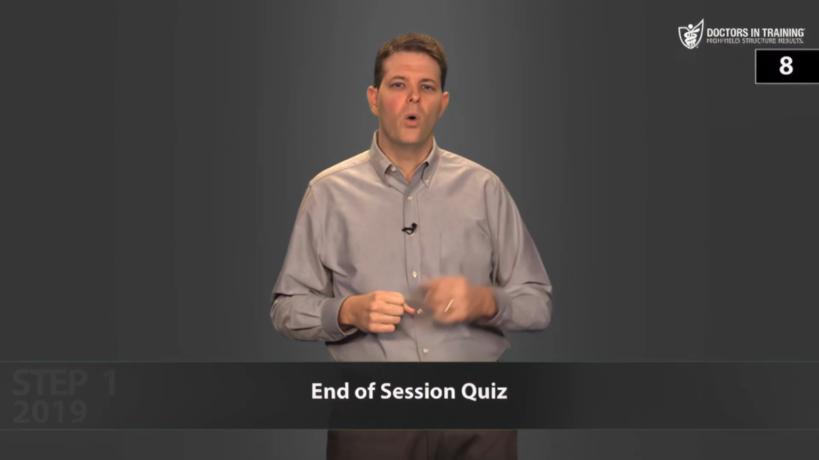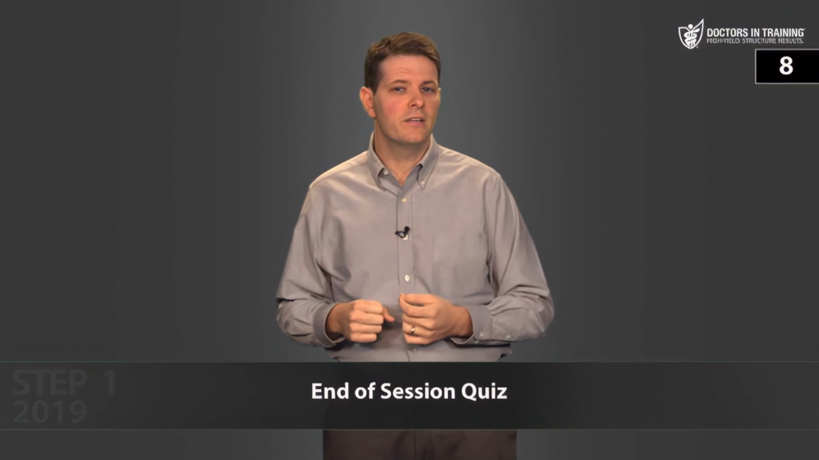And the last question, what neurotransmitters are altered in Huntington's disease? Well, in Huntington's disease, we said you have decreased acetylcholine, decreased GABA, and increased dopamine.